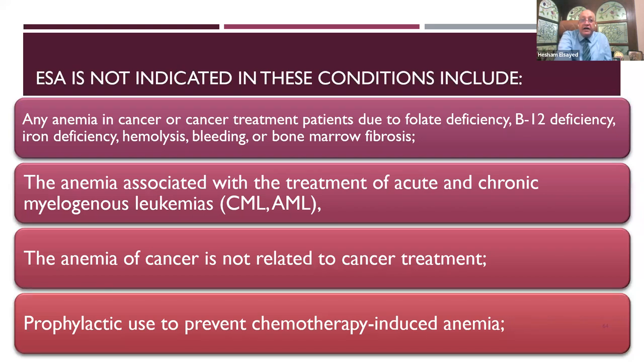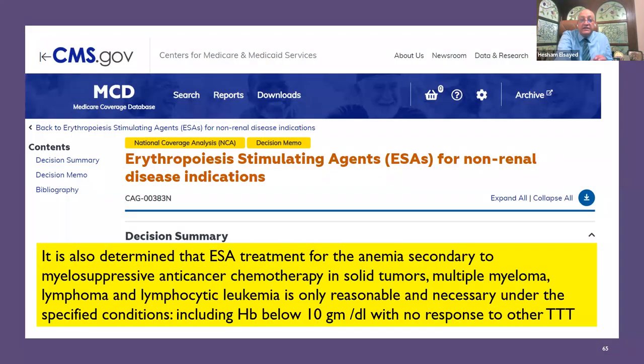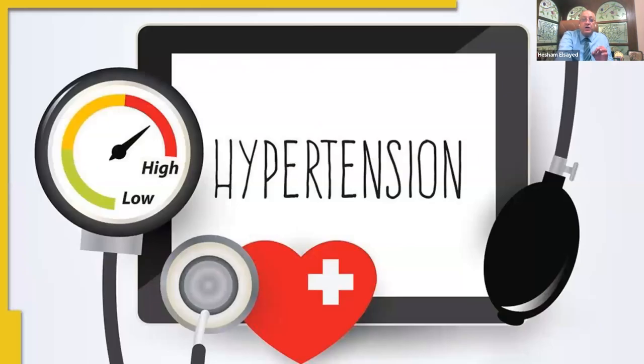As you can see, it is not indicated if you have a folate deficiency, B12 or iron deficiency, or in a bleeding state, or if it is related to myelomas or chronic myelogenous leukemia. The anemia of cancer is not related to cancer treatment, and prophylactic use to prevent chemotherapy anemia is not indicated, while it is strictly indicated in some types of myelosuppressive anti-cancer therapy. So in any patient with cancer, when prescribing ESA, we should look carefully at the prognosis and the adverse events of ESA. Moving on, the second complication of ESA is hypertension.